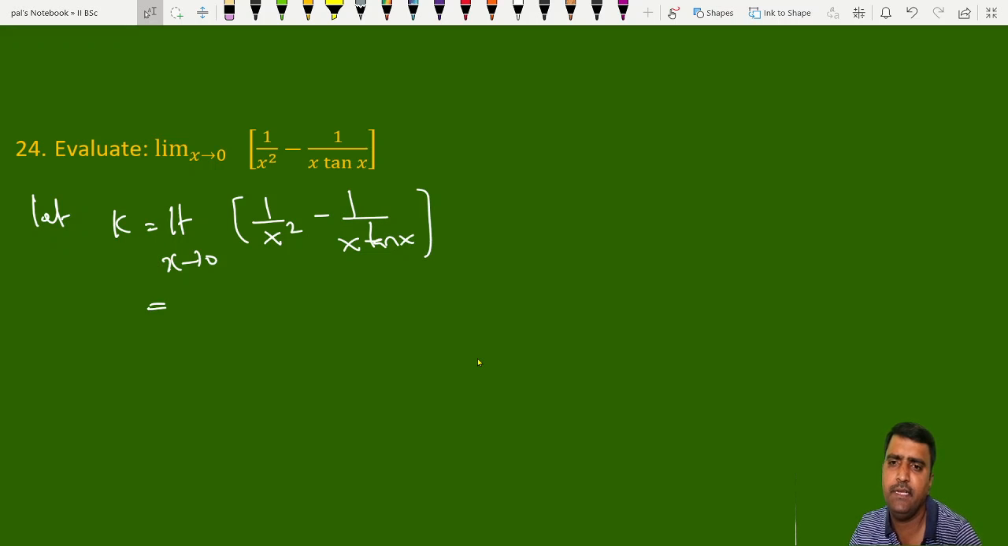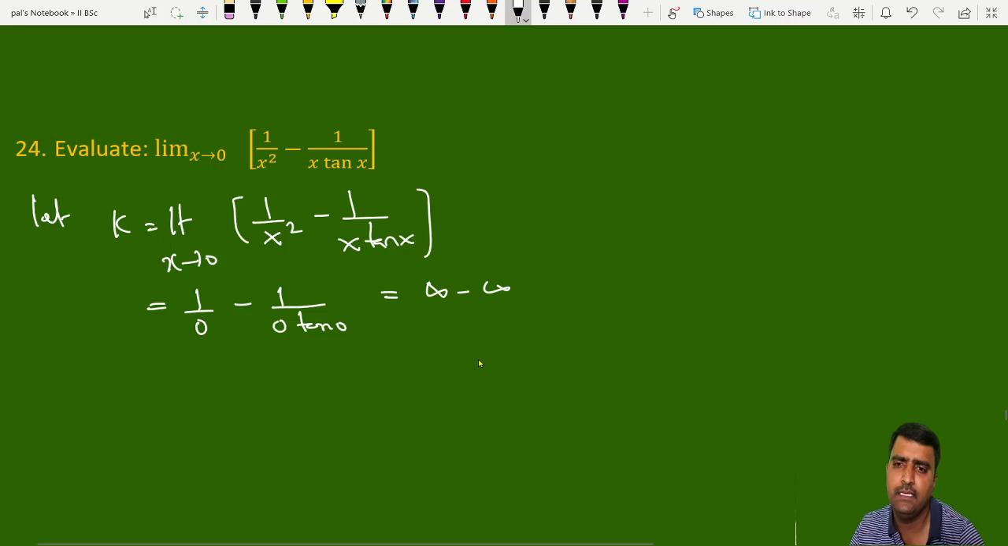If you apply the limit to this, it is 1 by 0 minus 1 by 0. Tan 0 is also 0. Anything by 0 is infinity, so this is infinity minus infinity form. Now simplify this as the limit x tends to 0. Here you take x square tan x as the LCM.